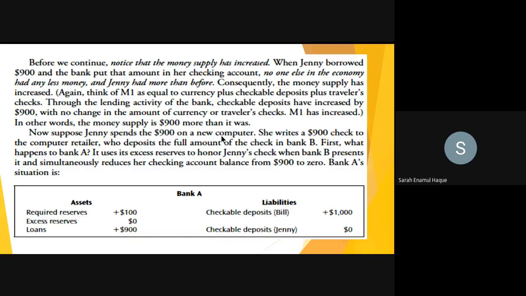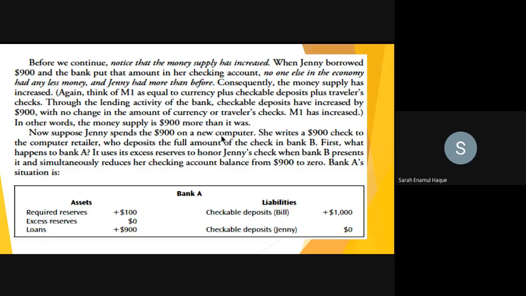Now imagine there is a new bank. Okay, it's called bank B. So the story is this: Jenny writes a check of $900 and pays it to the computer shop. And the computer shop owner takes this money and deposits it in his own account in the new bank, bank B. Is this story clear?